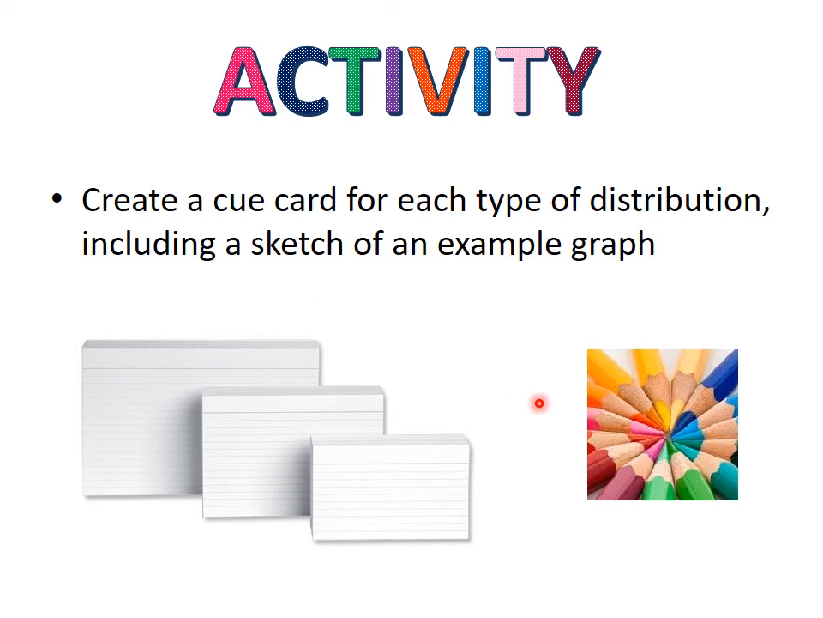And what I want you to do is to create a cue card or some sort of revision material for each type of distribution. So you need one for normal, one for positively skewed, one for negatively skewed. Use your text to help you. Go back through the video. Maybe give the old feet example. Left, negative. Right, positive. Yeah, I'll shut up now. Move on.